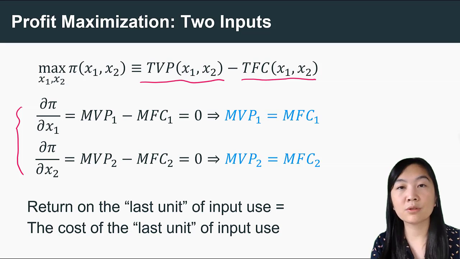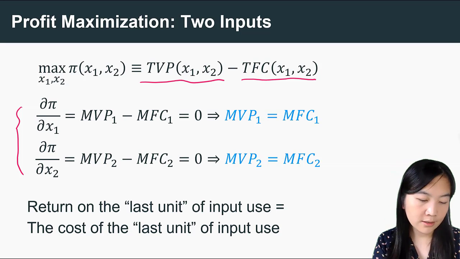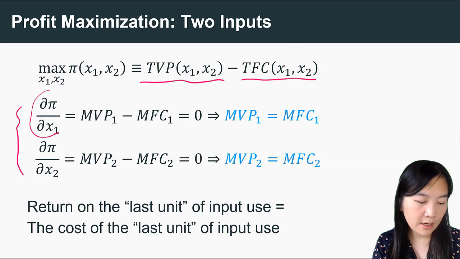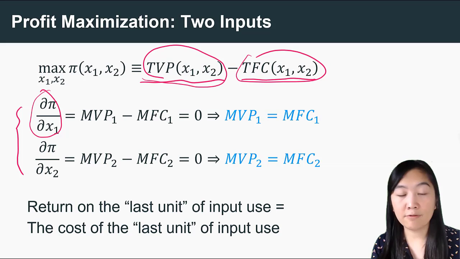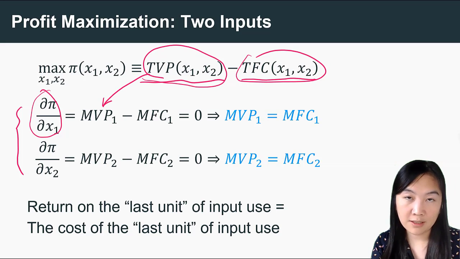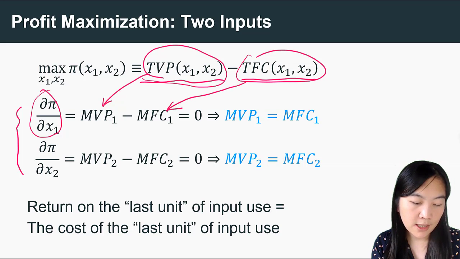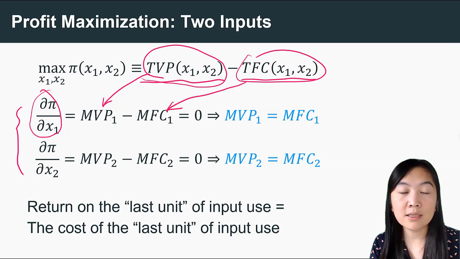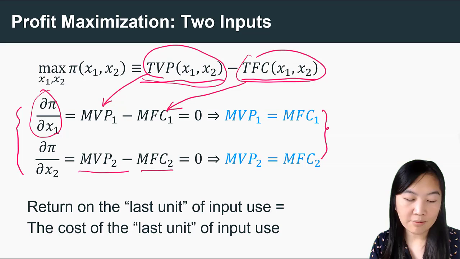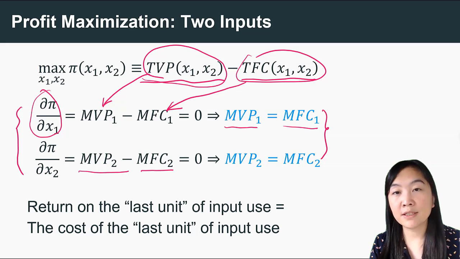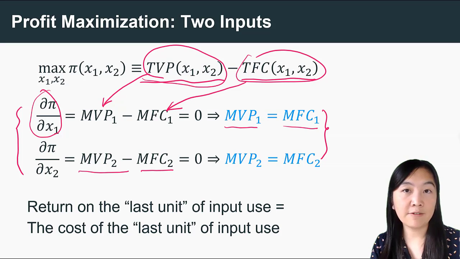The difference between those two is the profit. And if we take the derivative of pi with respect to x1, then we're taking the derivative of TVP with respect to x1 and also TFC with respect to x1. The partial derivative of TVP with respect to x1 is MVP, the marginal value product. And here is marginal factor cost. The same goes for input 2. Then the optimality conditions we find are that MVP1 equals MFC1 and MVP2 equals MFC2.